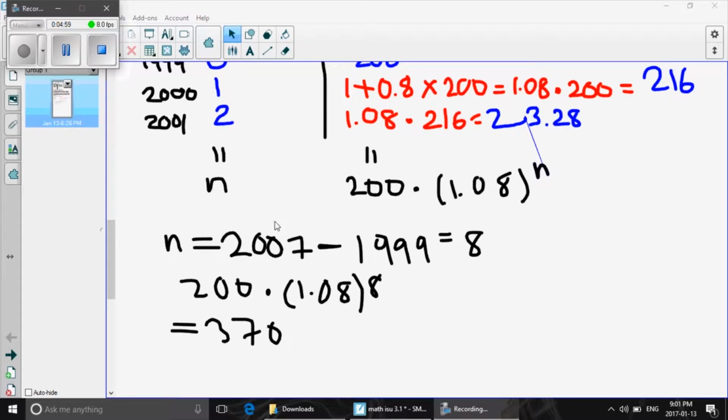So all you need to do is sub an 8 into the nth term, as the power of 1.08, and you're going to get 200 times 1.08 to the power of 8, which is approximately 370. We rounded to the nearest whole number because she can't have a fraction of a store. You have a whole number of stores, so you just round it to the nearest whole number.